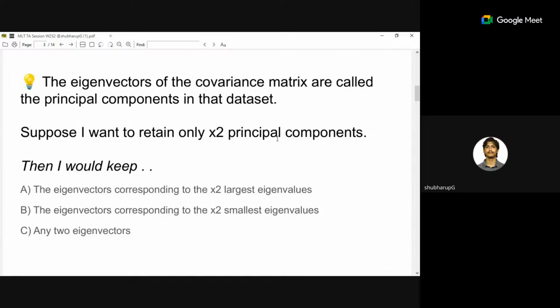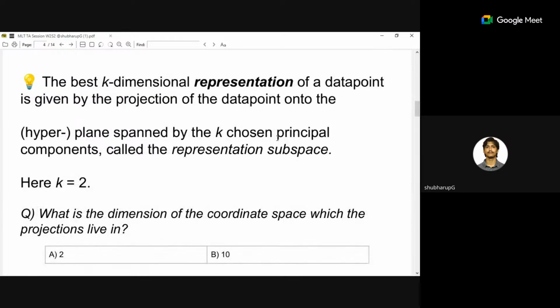If you are to select only two principal components, then it should be the ones with the top two eigenvalues, right? So the hyperplane spanned by the k chosen principal components would be the best k-dimensional representation subspace, but it's sort of understood. So here k is equal to 2. Now, what is the dimension of the coordinate space in which the projections live in? So 10. Very well.